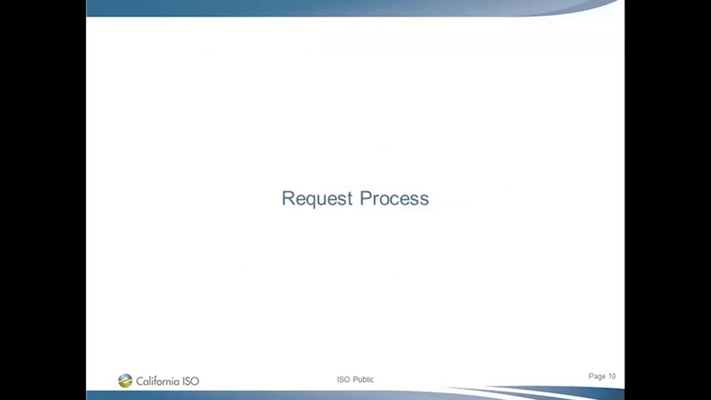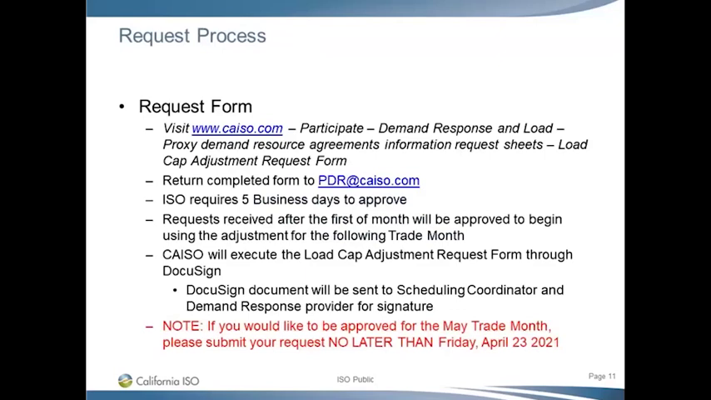Okay, so starting first, we'll go over the request process. First, you can find the load cap adjustment request form on the CAISO webpage under the demand response and load site. Like stated on the form, you can follow what's stated for the direct location for this form. To complete this form, you'll need to include the point of contact information for both the DRP as well as your SC. You'll need to include the resource ID information as well as specify the requested trade month.